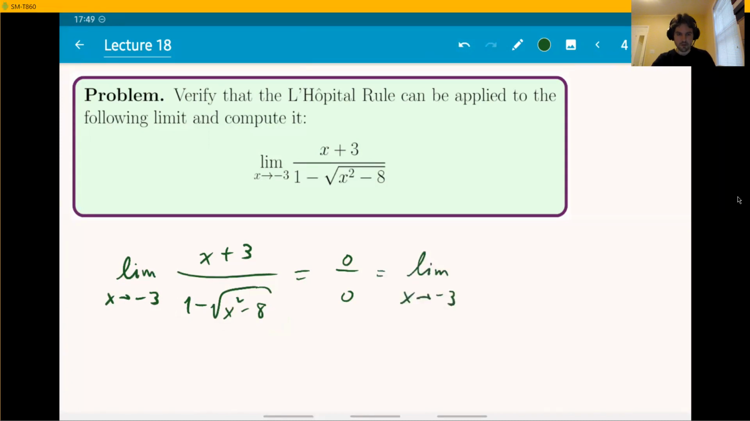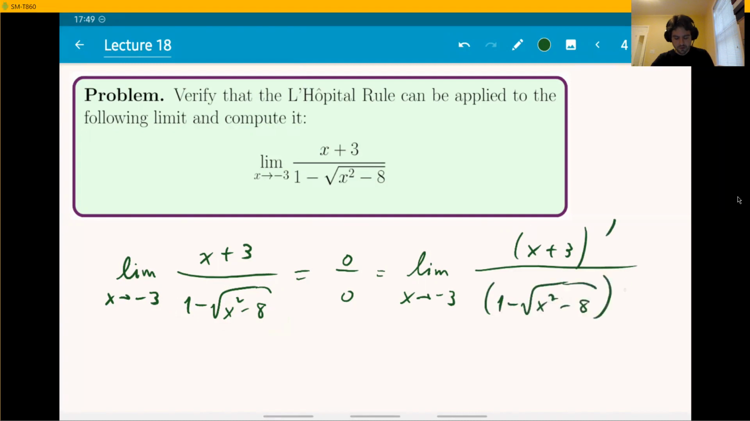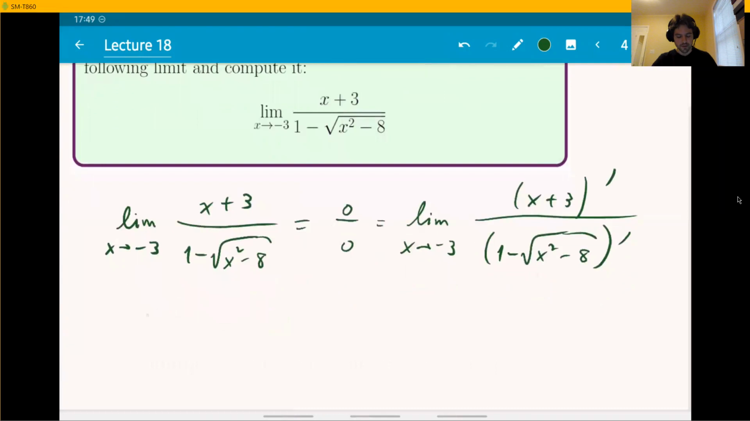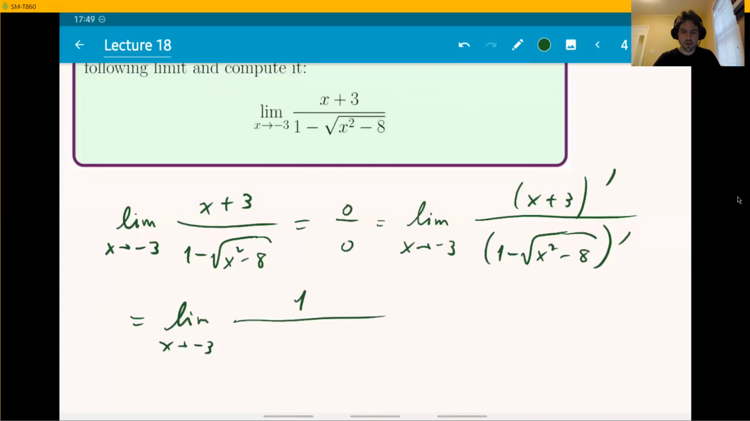We're going to substitute each one by their derivatives. So maybe I'm going to indicate the derivatives here so we know what we are doing. Now we're going to need to find these derivatives. The one at the top is very easy. The derivative of x plus 3 is 1. And the bottom, that's going to require a chain rule. So derivative of 1 is 0. Then there's the minus sign. I'm going to keep those just so we know what we are doing.